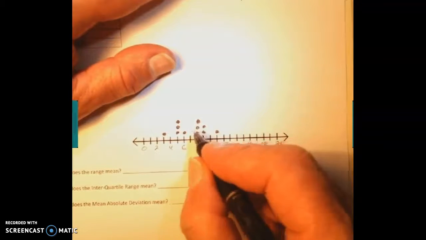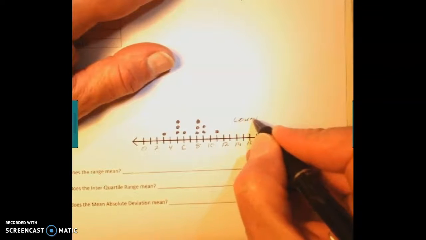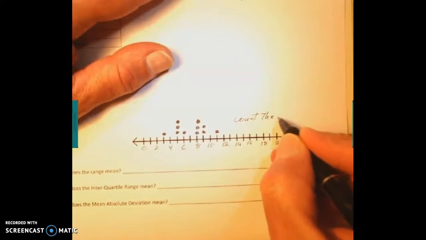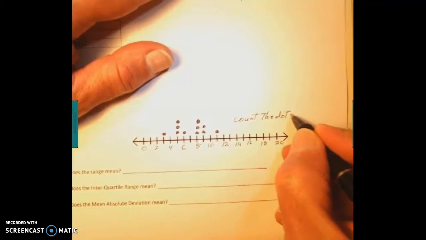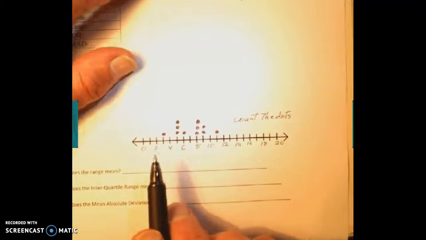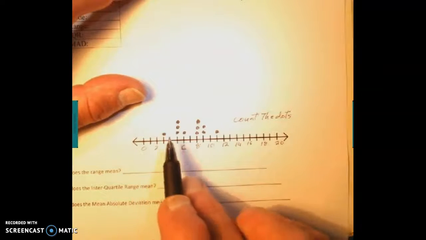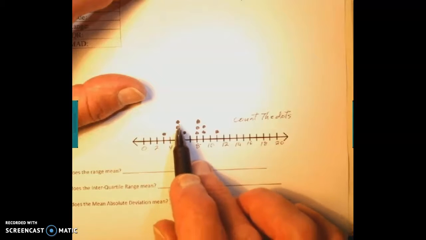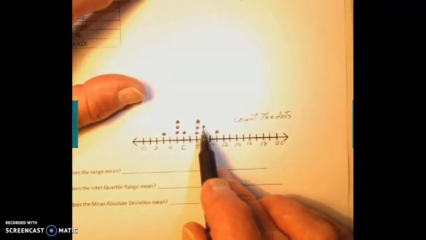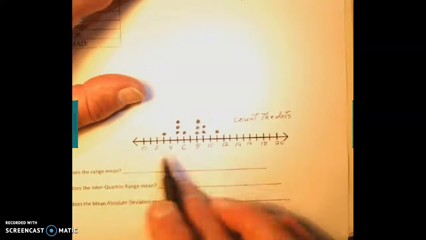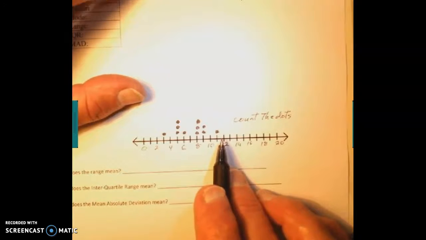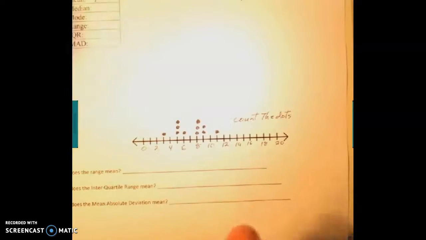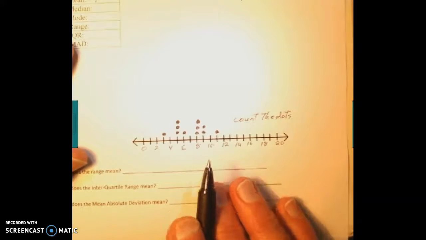Okay, make sure you did this right. Count the dots. Make sure that you got every data point included here. There were 11 pieces of data. I've got 1, 2, 3, 4, 5, 6, 7, 8, 9, 10, 11 dots. I do have all my numbers located here, so I know my dot plot is correct.